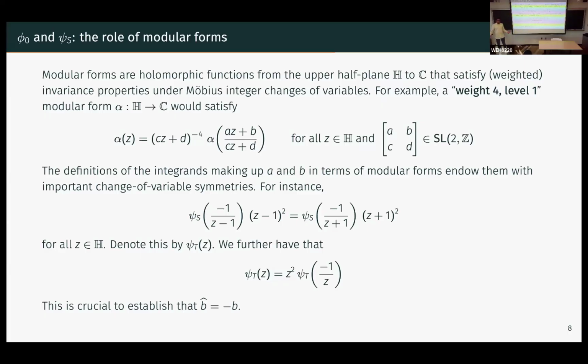So recently we had a contribution from someone who's, I think, currently based in Heidelberg in Germany, who proved a whole bunch of relations between some modular forms that are used in the definitions of psi s and phi naught. So phi naught and psi s are not themselves modular forms, but they are defined in terms of modular forms. And those definitions endow them with these change of variable properties. So the contributor proved a lot of relations between the modular forms that are used to define these. And those will then help us show, for example, this, which will eventually help us show that B is indeed a minus one Fourier eigenfunction.